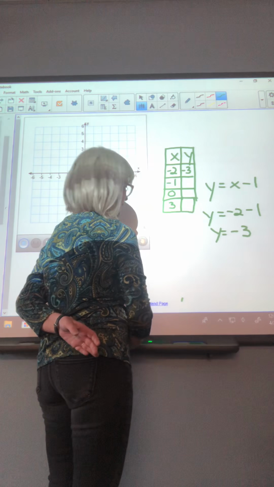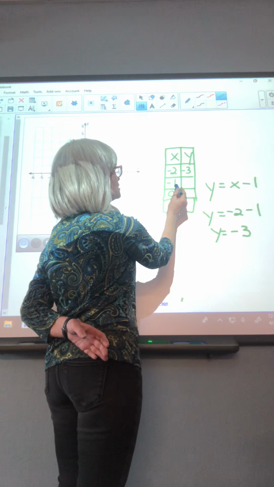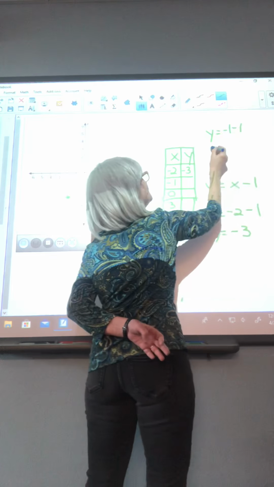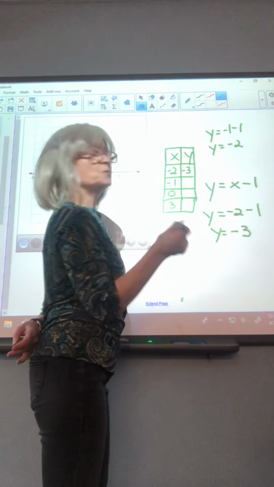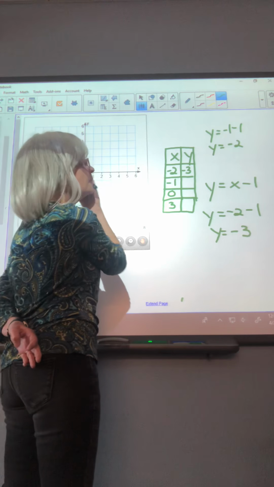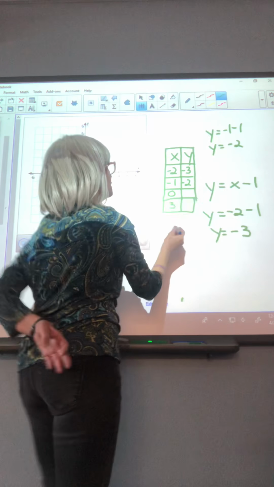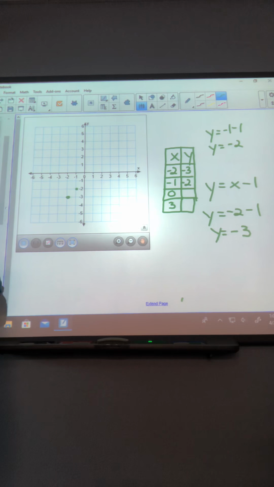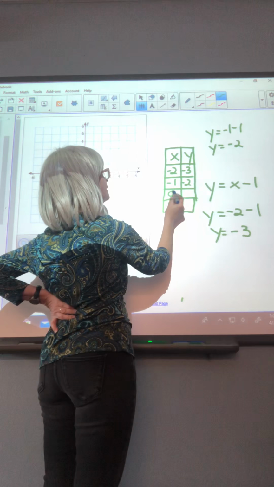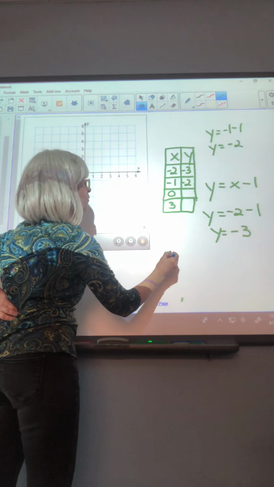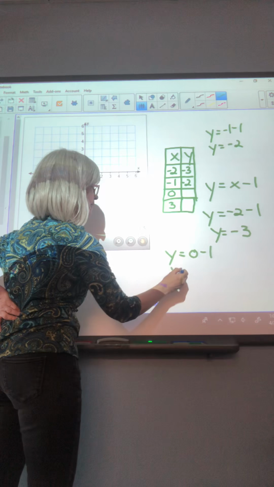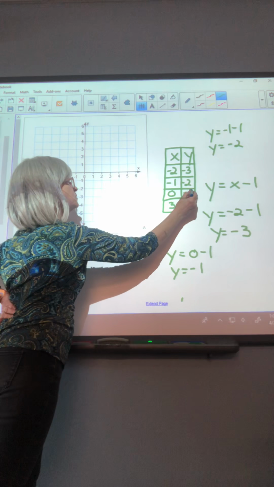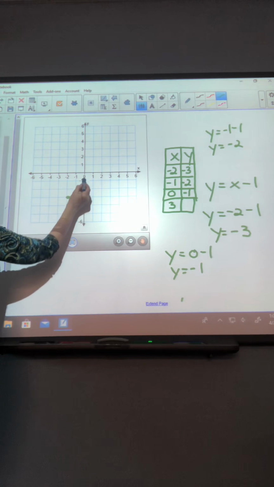Then we solve the same equation, only this time we substitute a -1 where the x is. So y is equal to -1 minus 1, which is the same thing as -1 plus -1, which gives you y equals -2. So our next point is -1, -2. Then for our third point, the x is going to be 0. So y is equal to 0 minus 1, which is just -1, so y is equal to -1. Here's our 0, here's our -1.